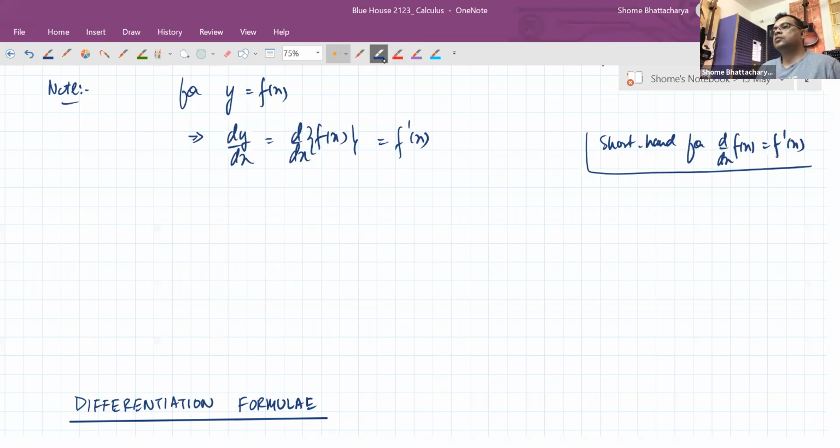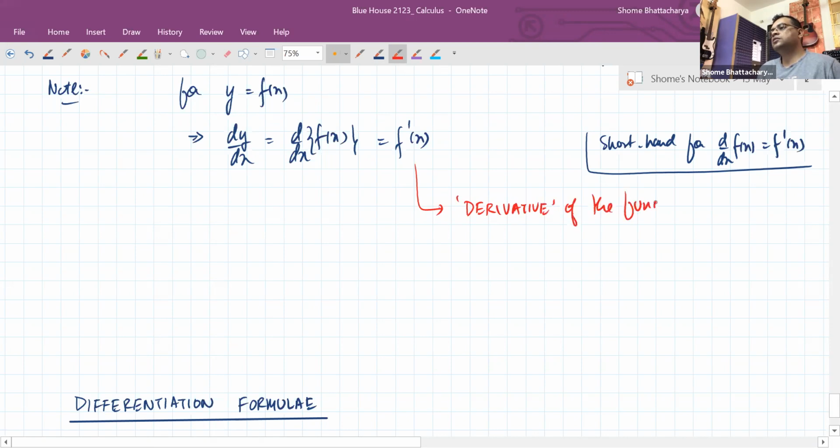And this term that we get is called the derivative of the function f(x). And the meaning of derivative is that it is the instantaneous rate of change. Okay, so this is just another name for the term differentiation.